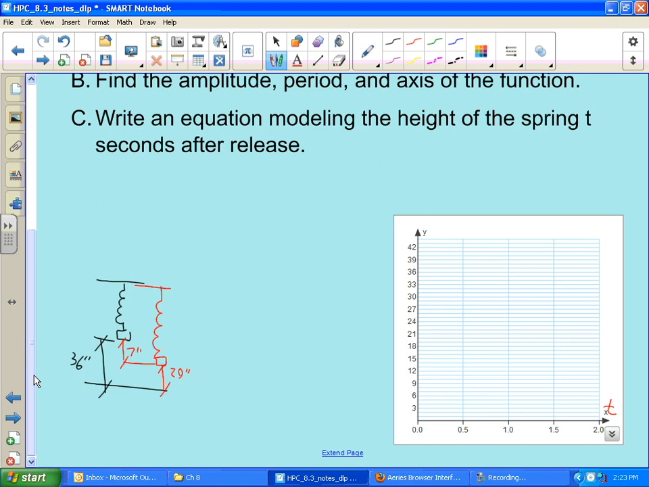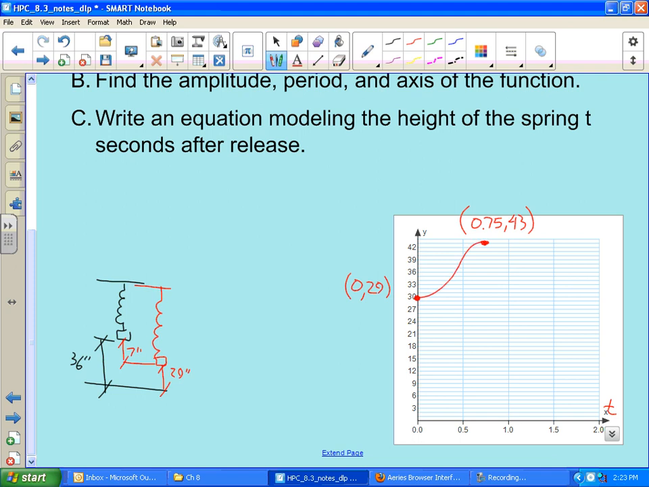So if I sketch this thing at 29 inches, where I start it at time 0, and then 0.75 seconds later, it is at 43, which is putting us right there. So I have (0, 29), going to (0.75, 43). So my sketch looks like this.